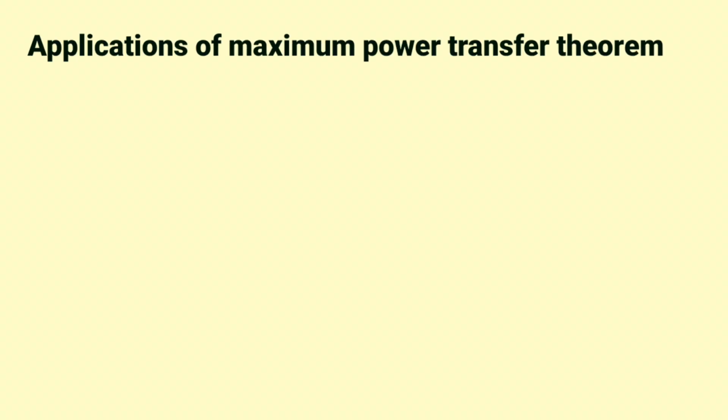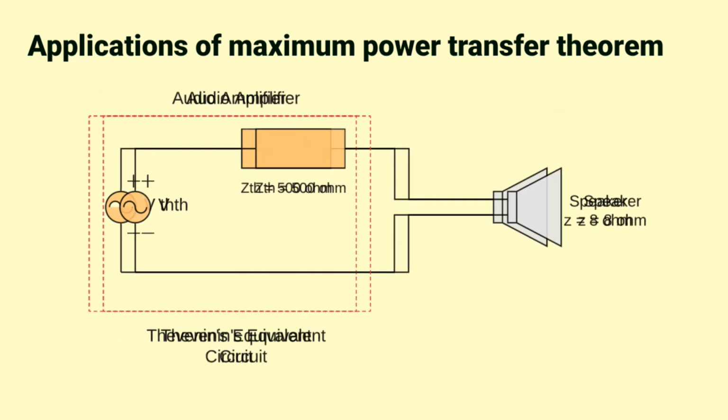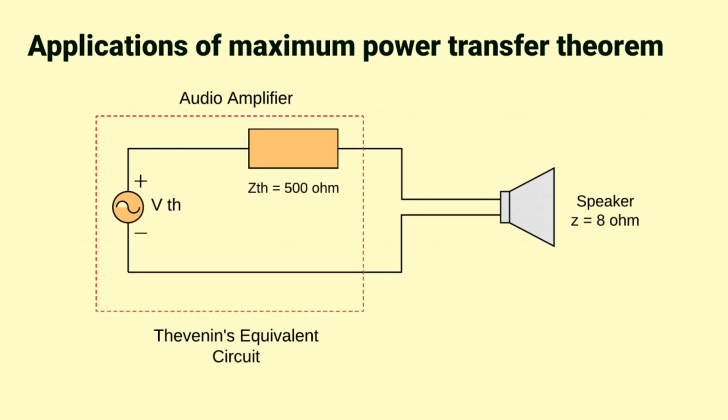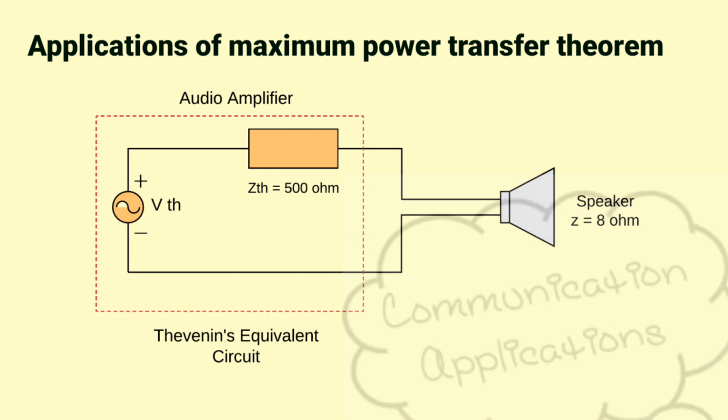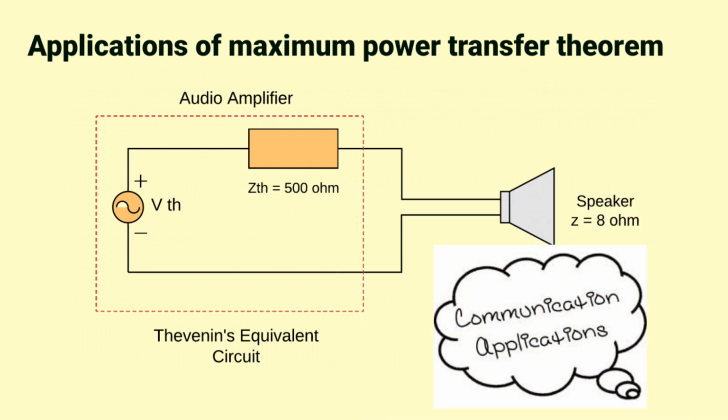What are the applications of the maximum power transfer theorem? The load resistance must be equal to the internal resistance of the source. That is the statement of the maximum power transfer theorem. This condition is referred to as resistance matching. Resistance matching is important in communication and electronic circuits so as to obtain maximum output power, even if the efficiency is poor.